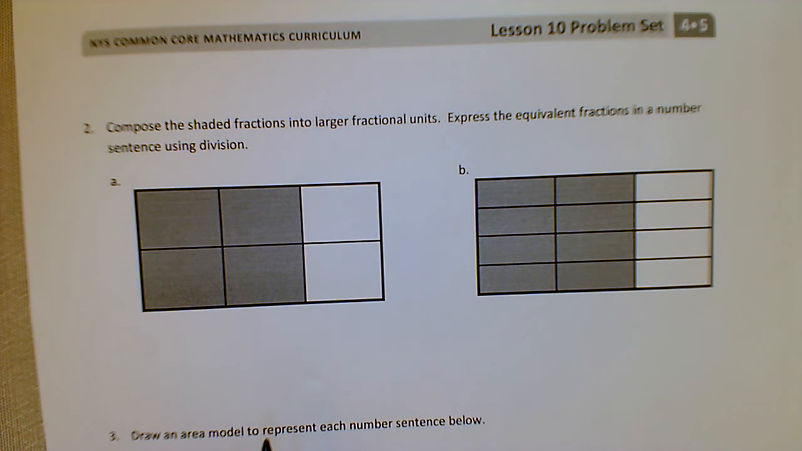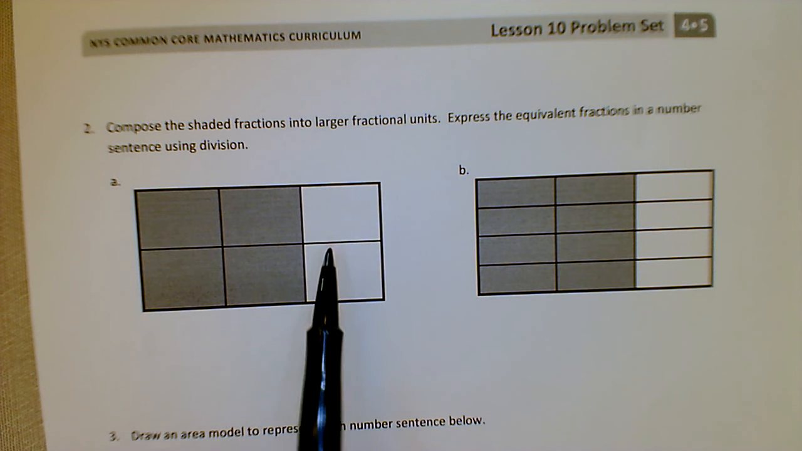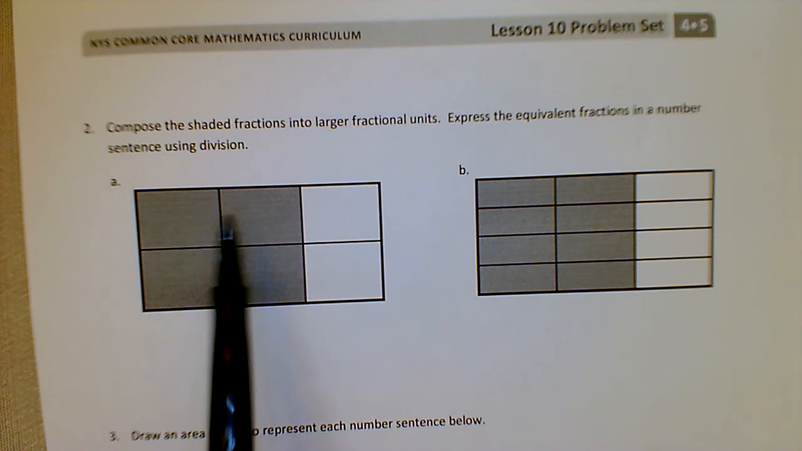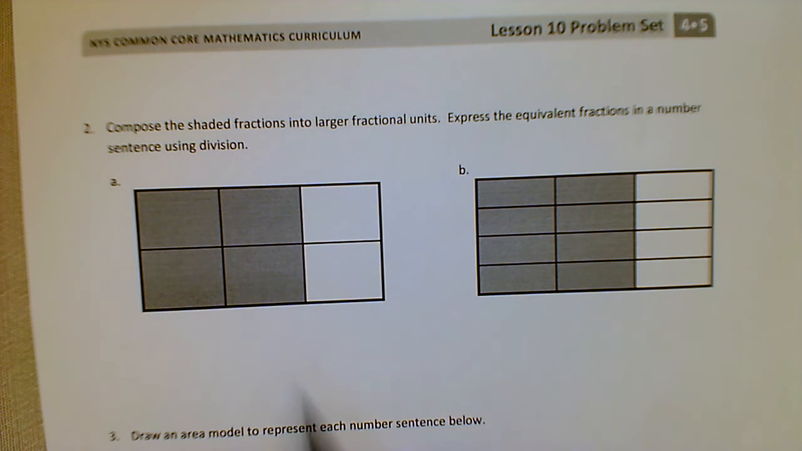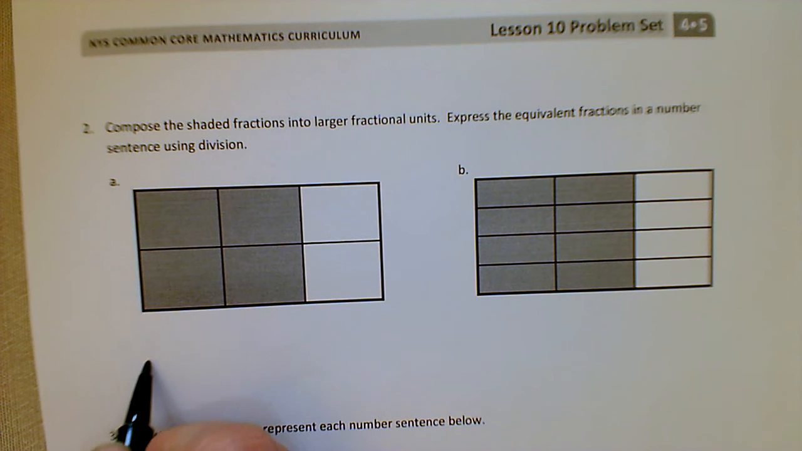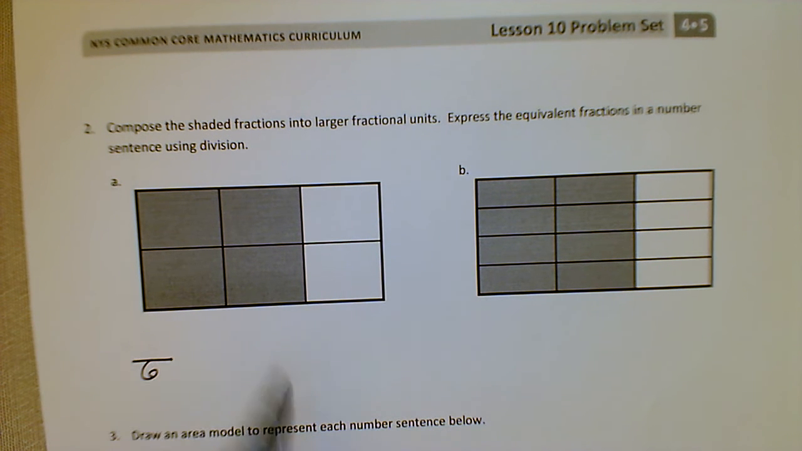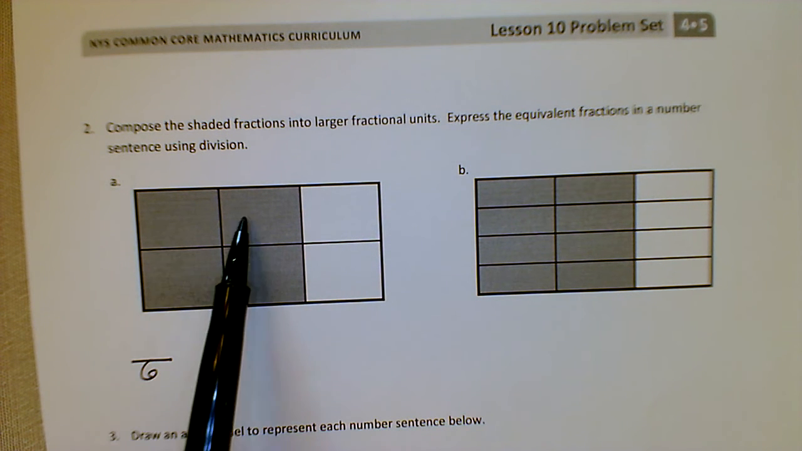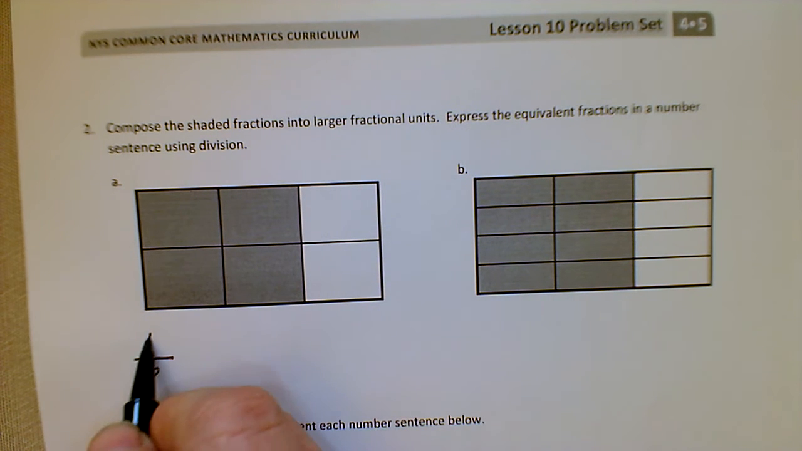Express the equivalent fractions in a number sentence using division, not long division. So it's going to be the same sort of thing. Let's figure out what our original fraction is. I have 1, 2, 3, 4, 5, 6 in total. So that's my denominator. My numerator is going to be the shaded ones, 1, 2, 3, 4.